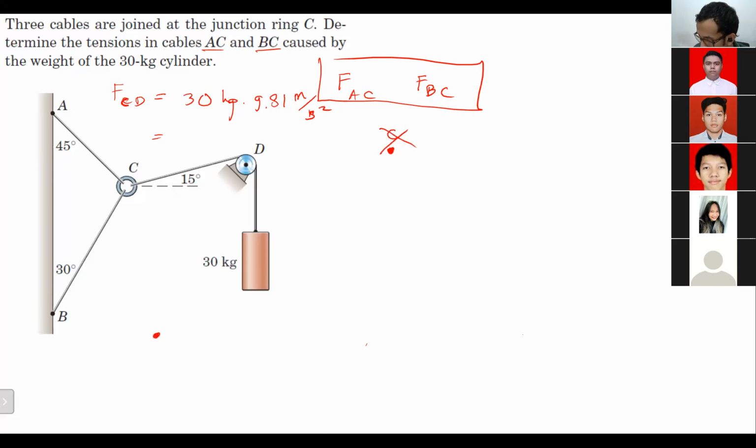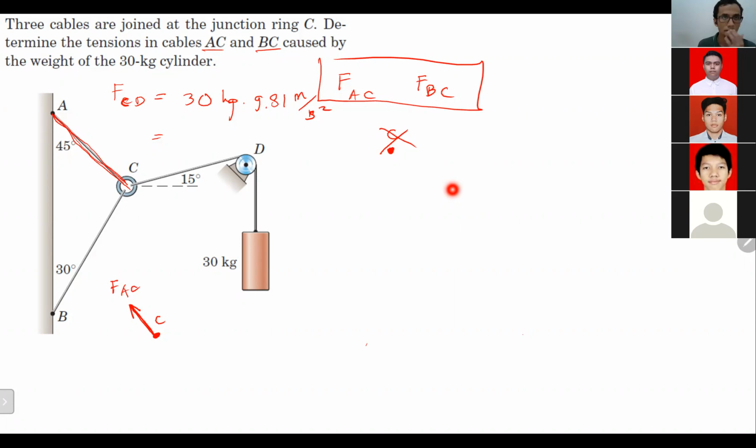So this is point C. Okay, FAC. Where's the direction of FAC? It's the direction of AC. I think it's the opposite. The direction of AC is the opposite of point C, so it points to A. Correct. So just follow the rope actually. Okay, we just need to follow the rope. So this is exactly the same as the rope, FAC.